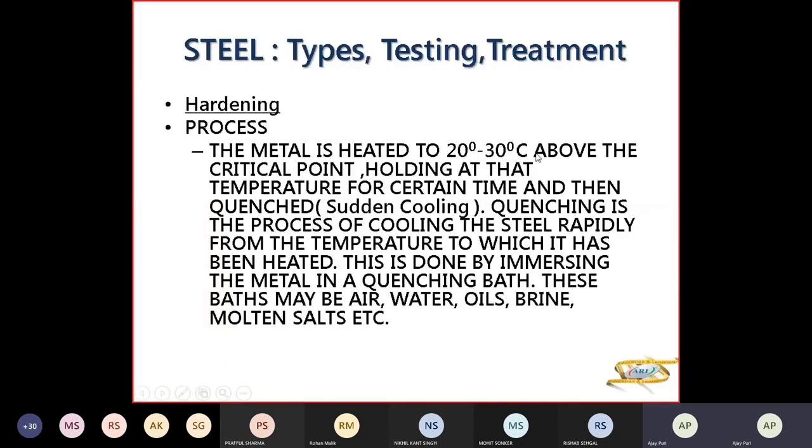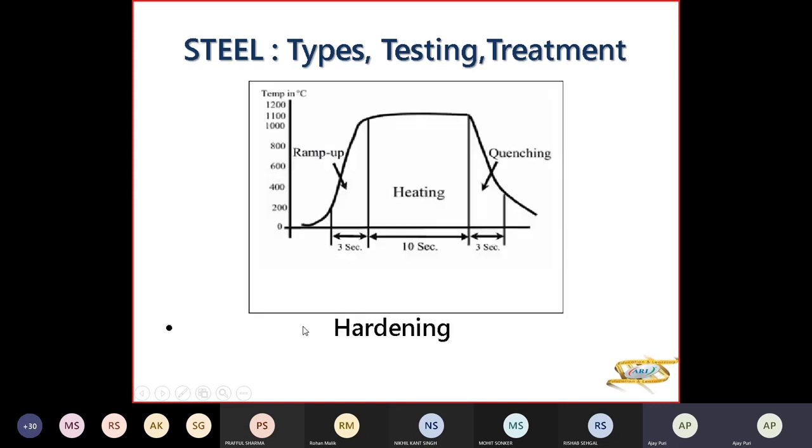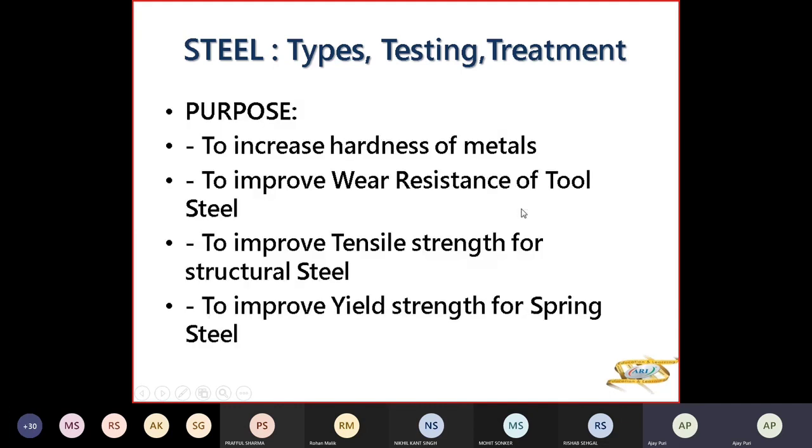So the metal is heated 20 to 30 degrees above critical temperature, or eutectoid temperature, or recrystallization temperature, held at that temperature for a certain time and suddenly cooled, which you can do in these quenching baths: air, water, oil, brine, molten salt. So you're ramping up the temperature, holding at that heated temperature for a certain time, and then suddenly cooling it, which is quenching. In maybe 3 plus 5 seconds or 10 seconds, you are coming back to the original temperature, maybe 50 degrees or so. So this sudden cooling will harden the material.